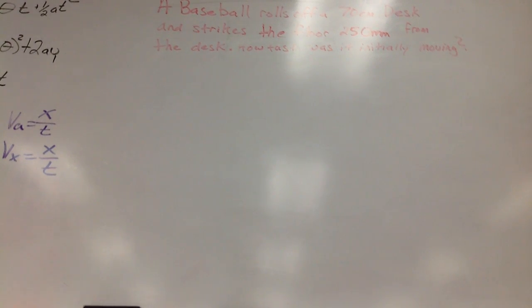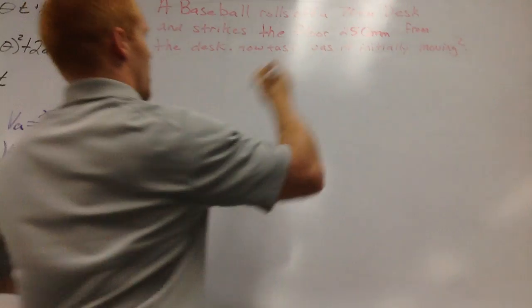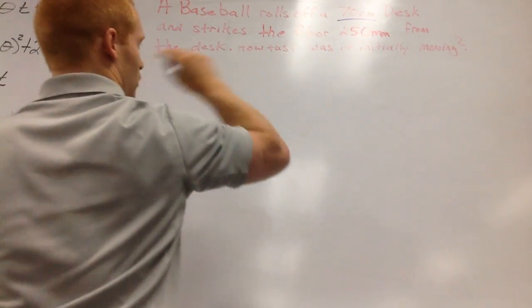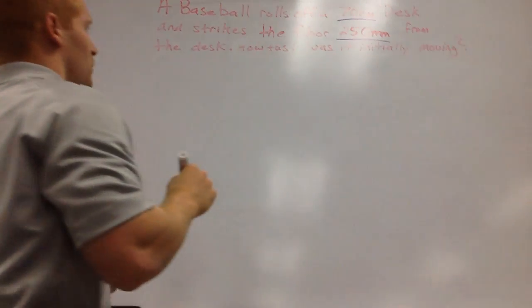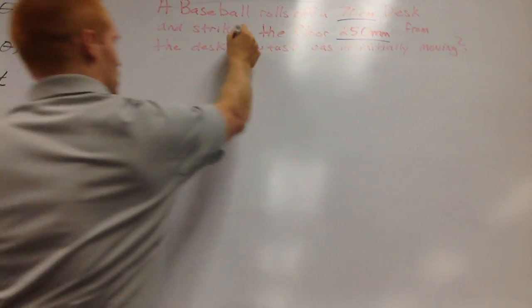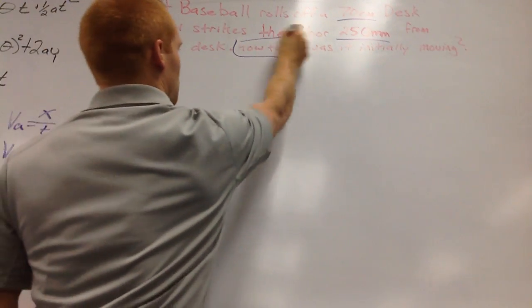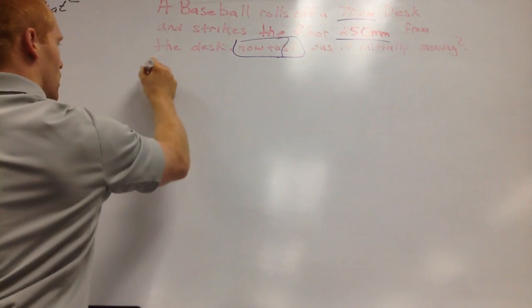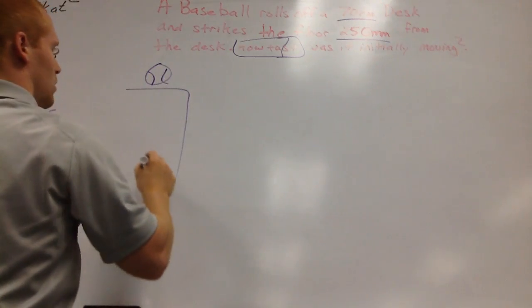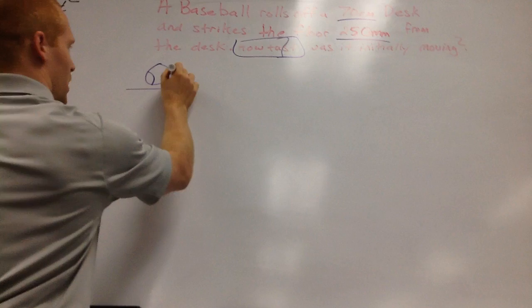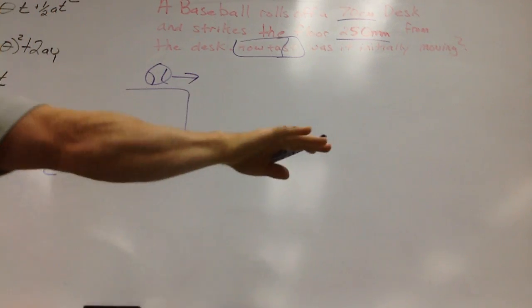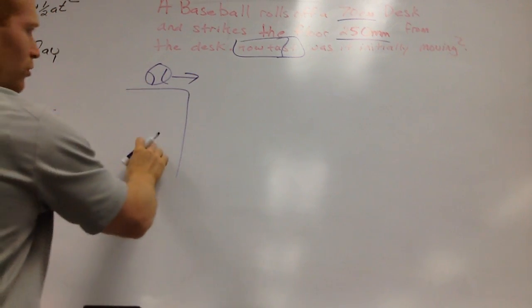So a baseball rolls off a 70 centimeter desk and strikes the floor 250 millimeters from the desk. How fast was it initially moving? So here's our baseball. It's on a table. Baseball is moving horizontally. Notice it can't go through the desk.